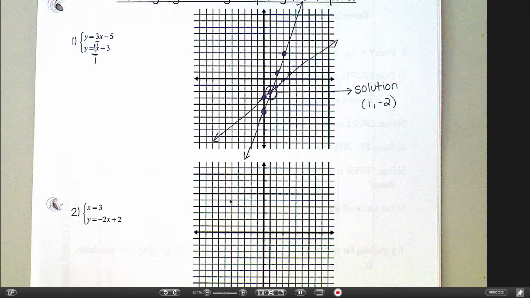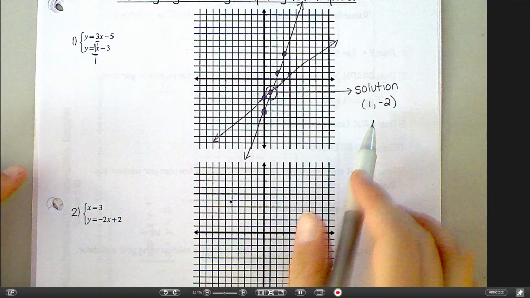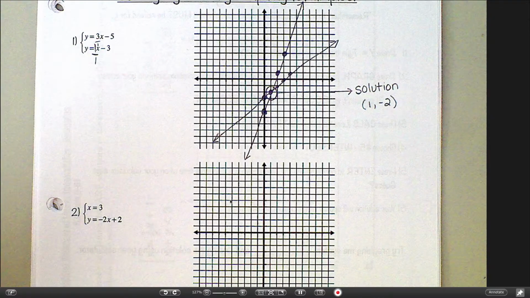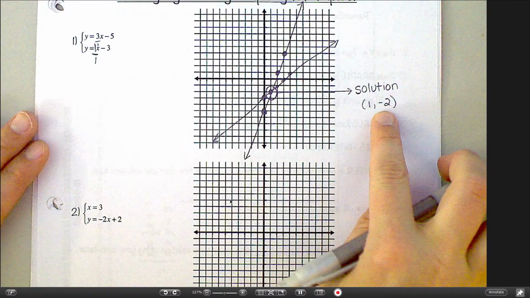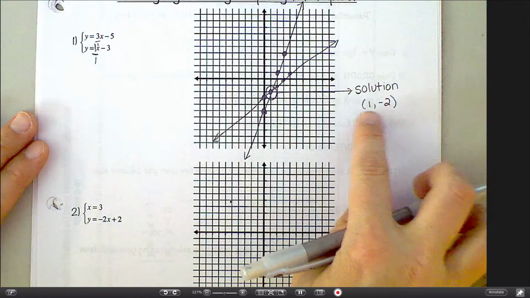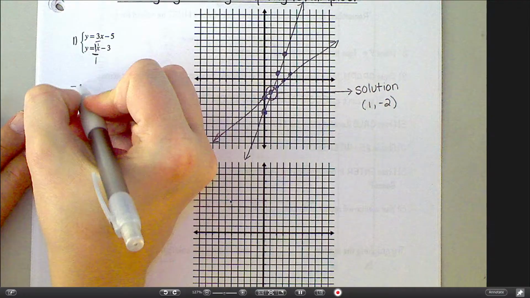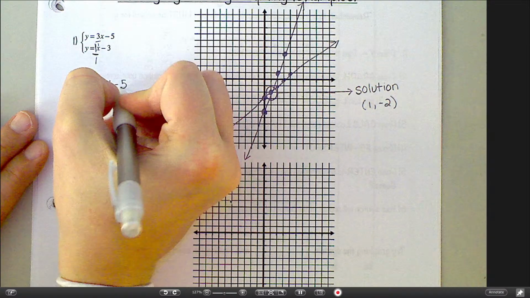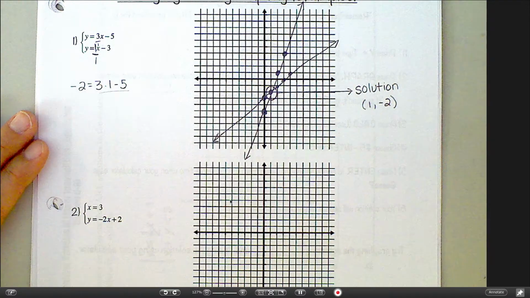Now, if you want to check, because maybe your graph is drawn badly, here's how you can do it. There are some on your homework where you're required to check. So I could take this negative 2 and plug it in for y, and this 1 and plug it in for x. That would look like this. Negative 2 equals 3 times 1 minus 5. Well, what does 3 times 1 minus 5 equal?